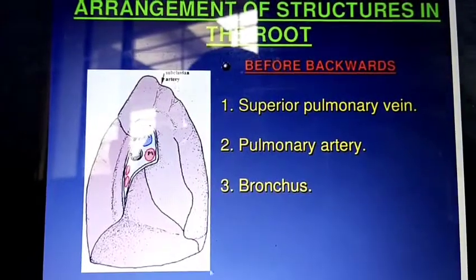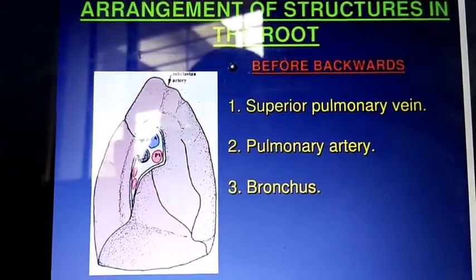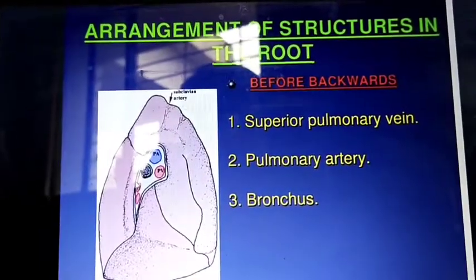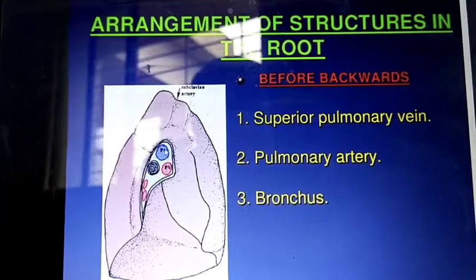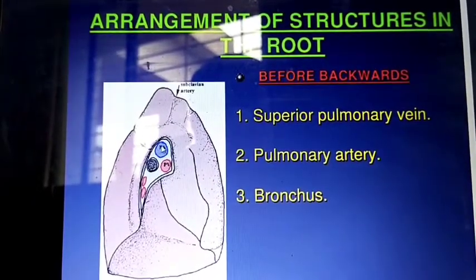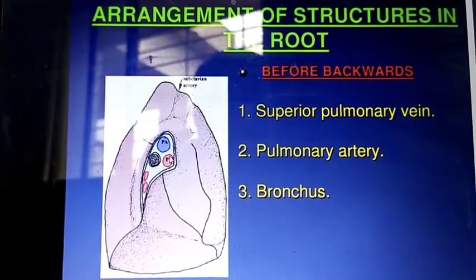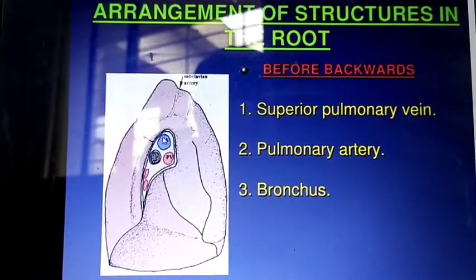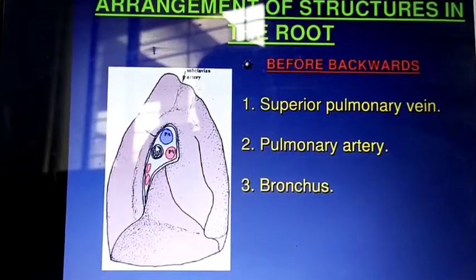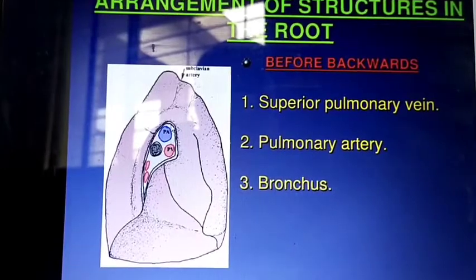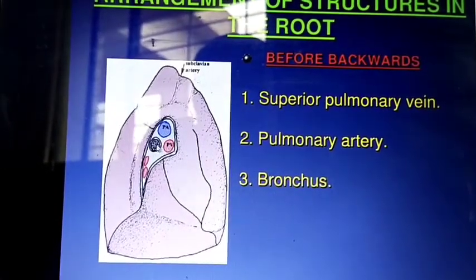You can see the root of the lung here. Arrangement of structures in the root of the lung from before to backwards: this is the superior pulmonary vein, this is the pulmonary artery, and this is the bronchus. From before backwards, first comes the superior pulmonary vein, then the pulmonary artery, and then the bronchus.